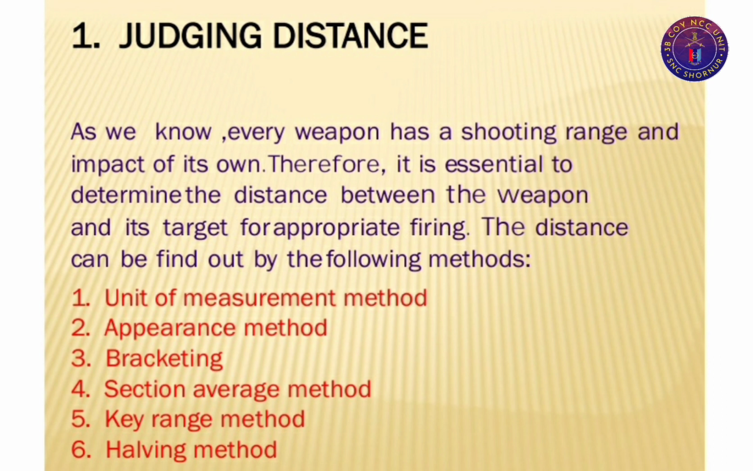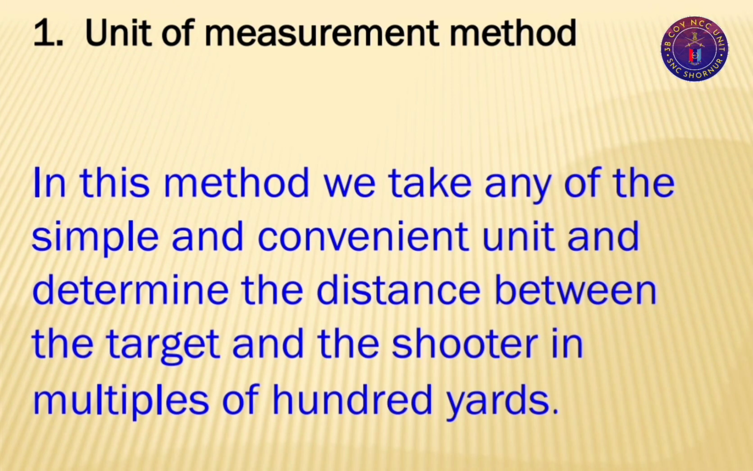And there are various methods for judging the distance, and they are unit measurement method, appearance method, bracketing method, section average method, key range method, and the last one is halving method. The first method of judging distance is unit measurement method. This method is also termed as 100 yards method. That is, the unit of measure chosen is normally 100 yards.